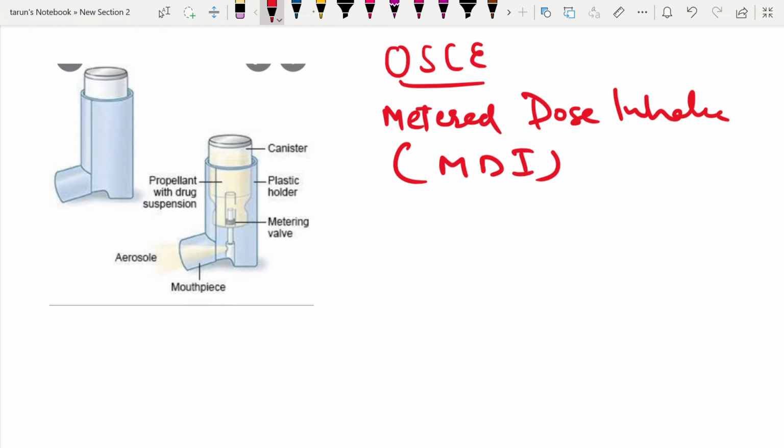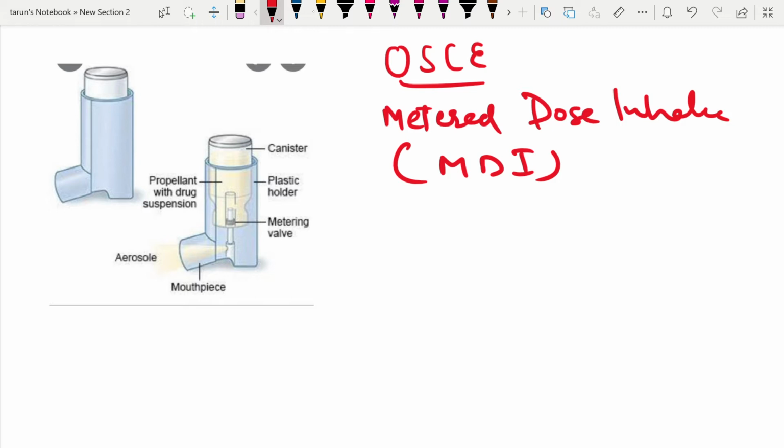There are many types of inhalers. We have the metered dose inhalers, which are the spray inhalers. Then we have the powdered inhalers that are called rotahalers. And then we have the nebulizers for giving high doses.